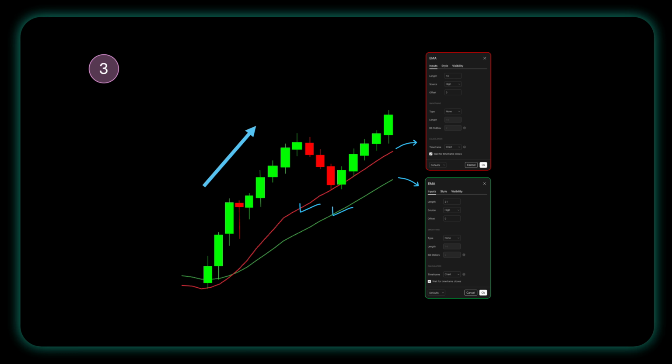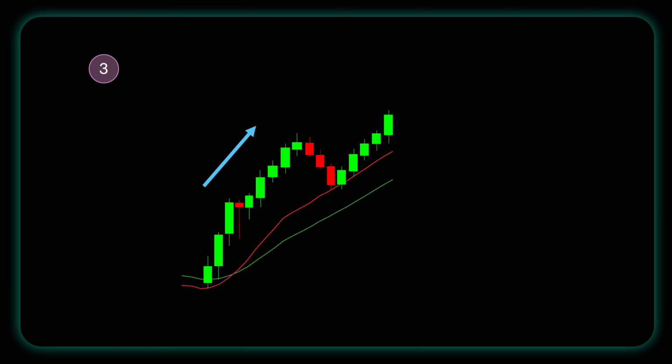In this case, when the red EMA is above the green EMA, it means that the market is in an uptrend. And when the gap between them is bigger, that means the uptrend is very strong. And then another thing that we'll notice is that there will be a pullback that happens in the middle of the trend, which heads towards the EMAs. And it should get either close to the EMA or on top of the EMA.